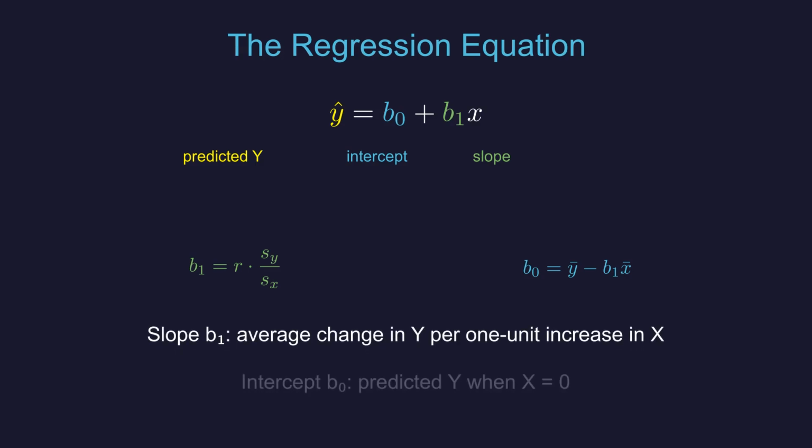The slope tells us, for every 1 unit increase in x, y changes by b1 units on average. The intercept tells us the predicted value of y when x equals 0.